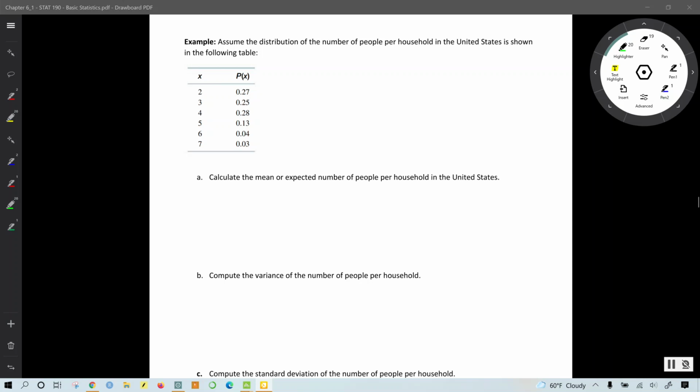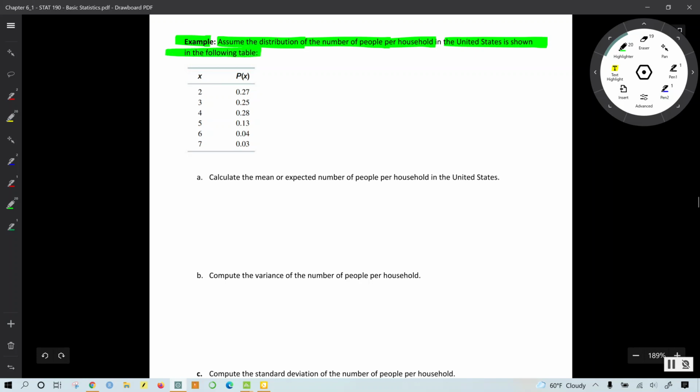In this video, we continue our discussion on discrete probability distributions and the associated mean and standard deviation. The first example says to assume the distribution of the number of people per household in the United States is shown in the following table. We have the possible values of x: 2, 3, 4, 5, 6, and 7, and the respective probabilities 0.27, 0.25, 0.28, 0.13, 0.04, and 0.03.